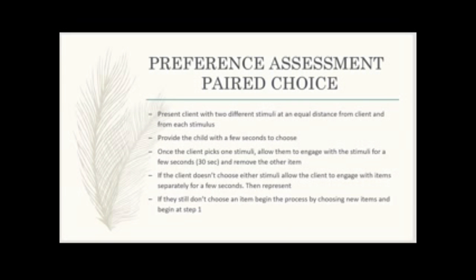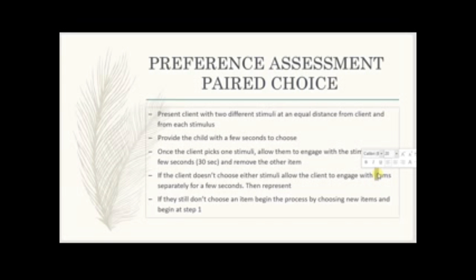So now we're going to talk about paired choice. With paired choice preference assessments, you present the client with 2 different stimuli at an equal distance from him or her and from each stimulus. So here I have a ball and I have the Play-Doh. I'm going to put both of them in front of the client, and they are both at equal distance from the client and from each other.